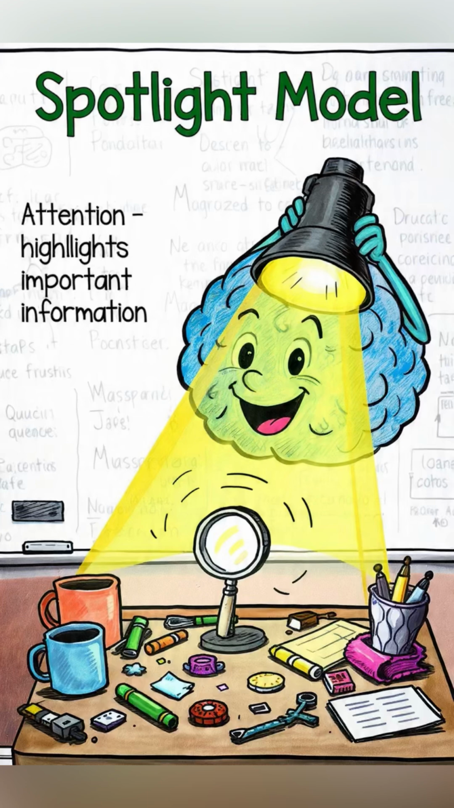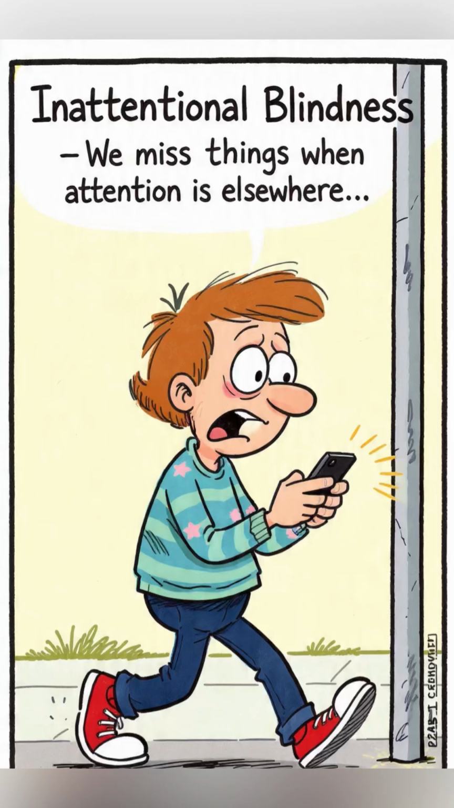Inattentional blindness. Missing what's right in front of you. A person walking while texting bumps into a hole. This illustrates inattentional blindness, the failure to notice visible but unexpected stimuli because attention is directed elsewhere. Classic experiments include the invisible gorilla task.